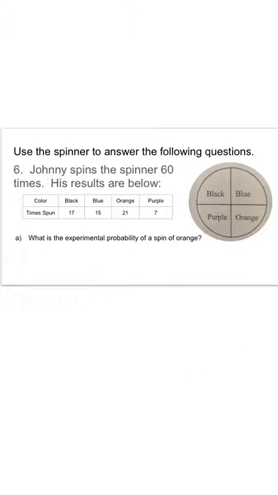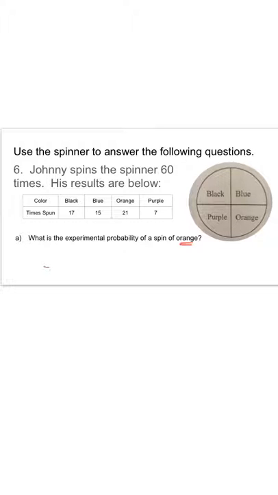Number 6, Johnny spins the spinner 60 times. His results are below. For black, he had 17 times, blue 15 times, orange 21 times, and purple 7 times. Your question for letter A is, what is the experimental probability of a spin of orange?